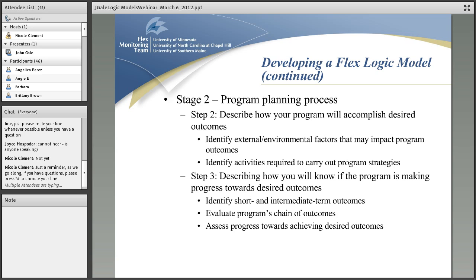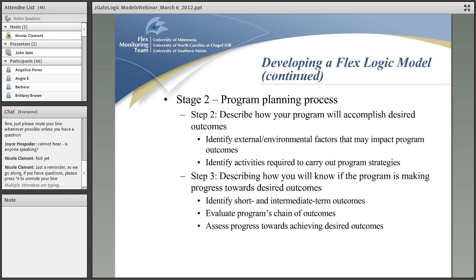Step two is getting at your program theory, and that's really describing how your program will achieve its desired outcomes, and what those activities are, and doing that very specifically. Who will it impact, and when? How will it do so? What are the activities? How will we know we're succeeding?